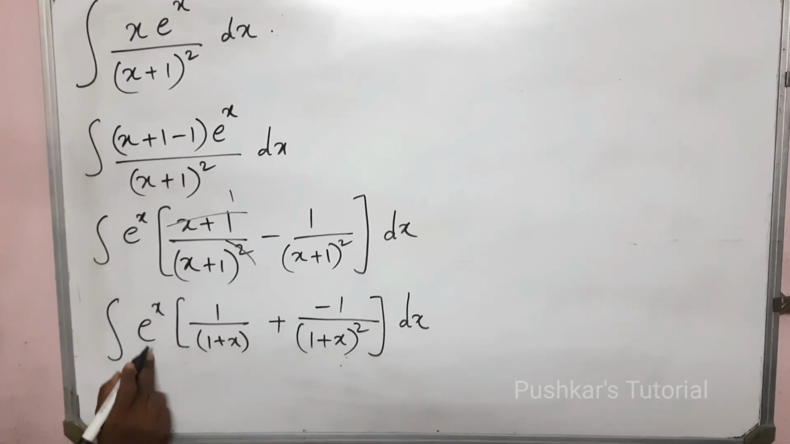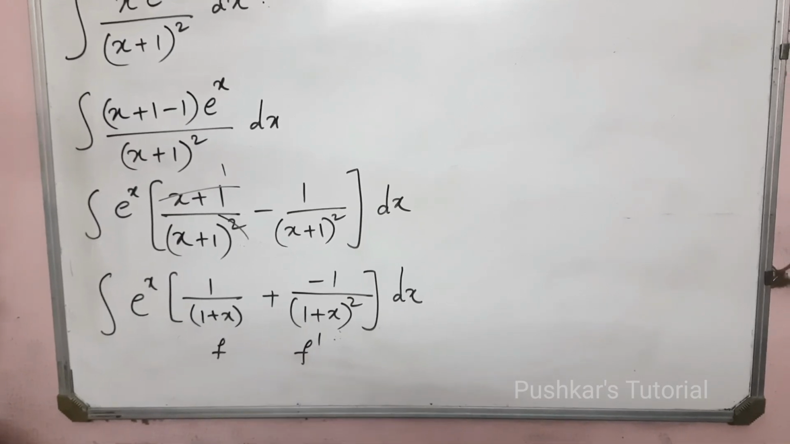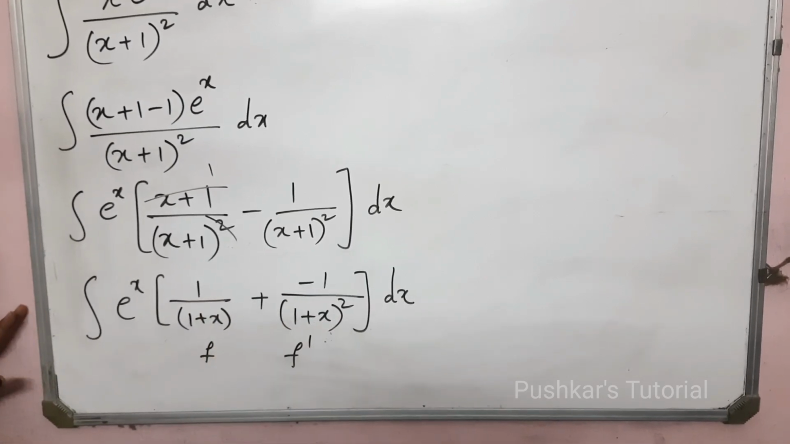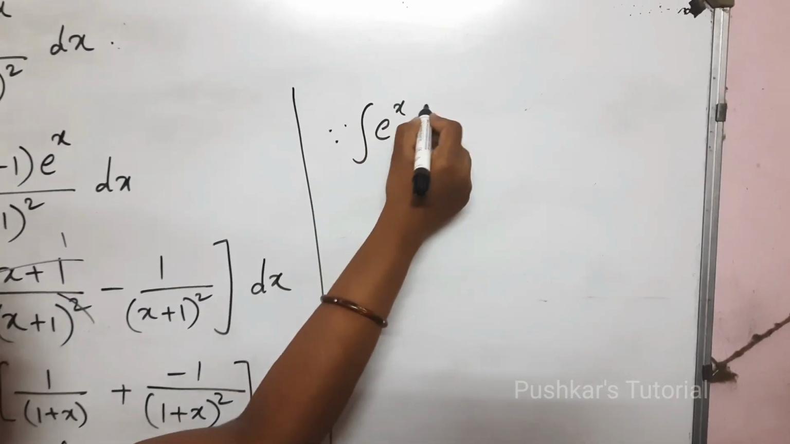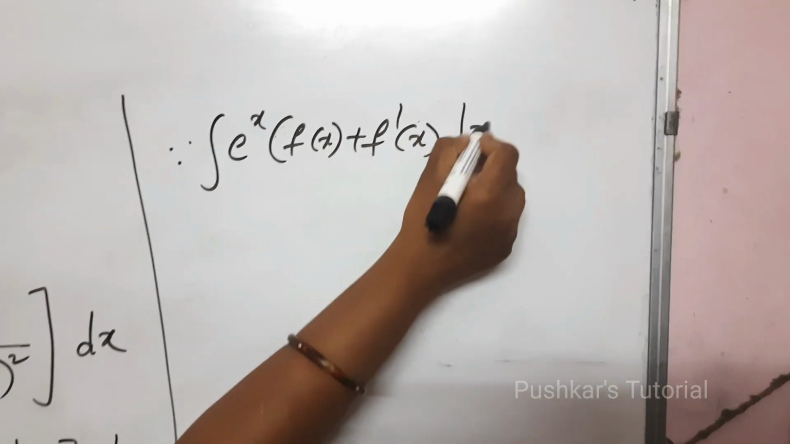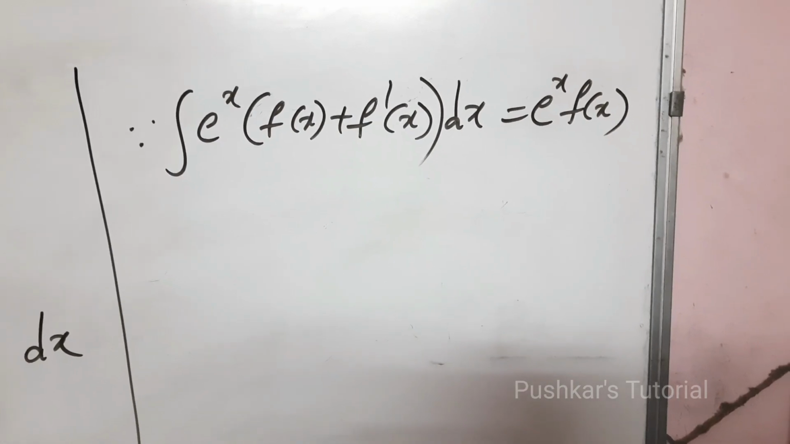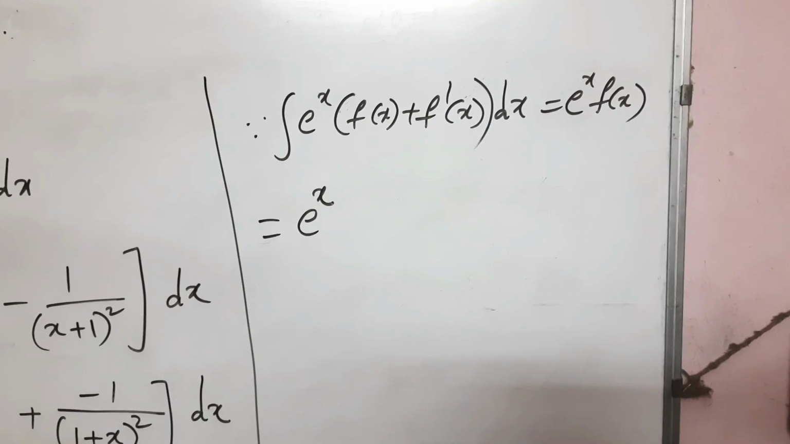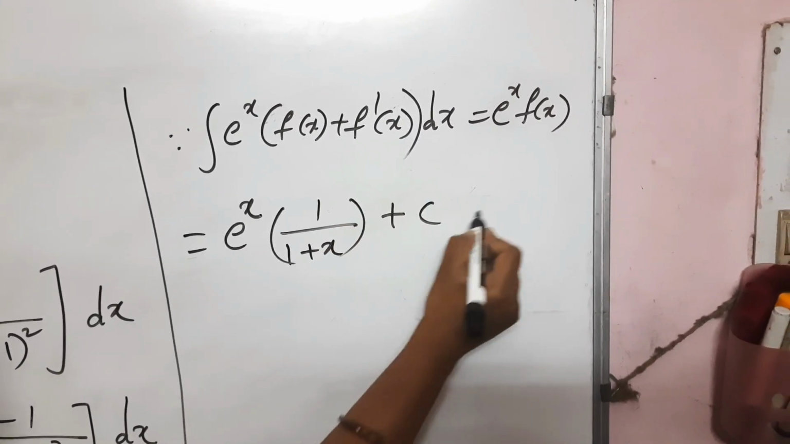Now it looks like e power x into f plus f dash. It is f, it is f dash. Why? Because the differentiation of 1 by x is minus 1 by x square. So the formula is the integration of e power x into f of x plus f dash of x into dx equals e power x into f of x plus c. So here the answer is e power x into f, which is 1 by 1 plus x, plus c, the constant.